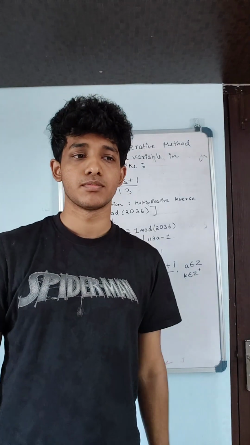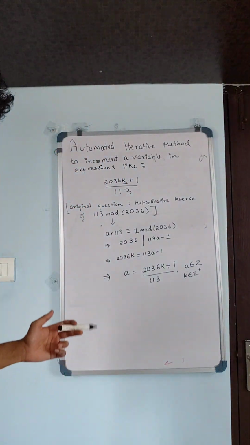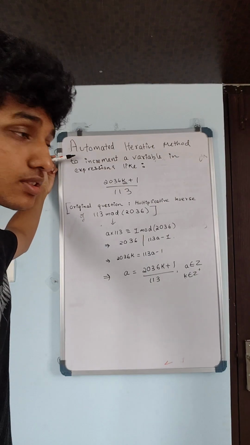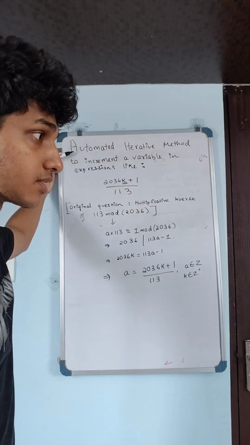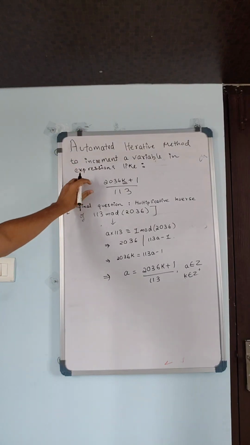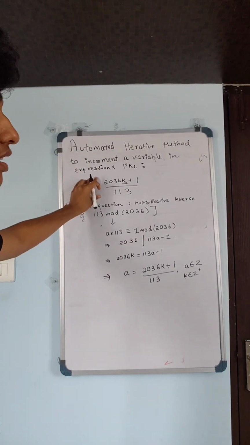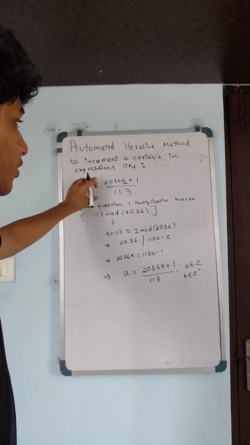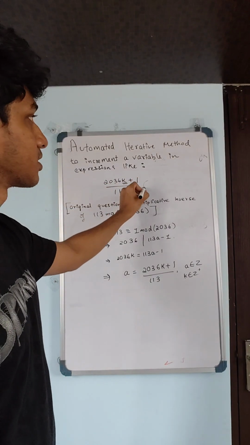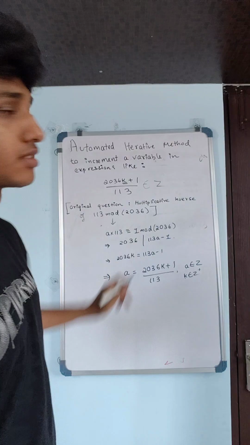Hey guys, welcome back to another video, and today we'll be looking at an interesting way in which we can use our non-programmable scientific calculators to do something like this. So imagine we have an expression like this, and we want to find a value of k such that this entire expression turns out to be an integer.